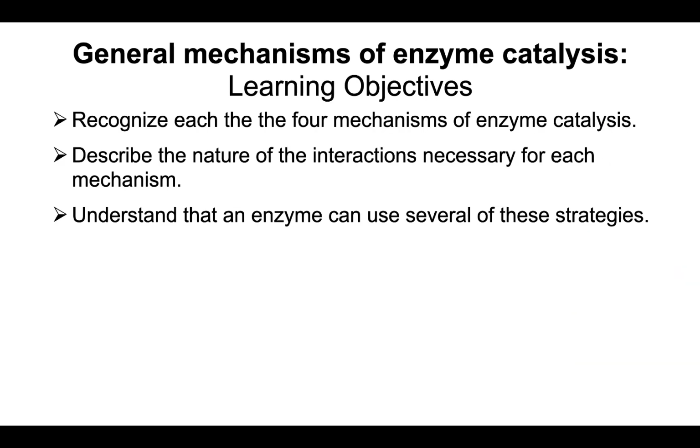So again, make sure you go through this video and make sure by the end of it that if I were to show you various examples of enzyme catalysis that you can recognize each of the 4 mechanisms, that you can describe the nature of the interactions necessary for each mechanism. Okay, what is it that is necessary about the active site to be able to participate in this type of catalysis? And understand that an enzyme can use several of these strategies. They are not mutually exclusive within an active site of an enzyme.